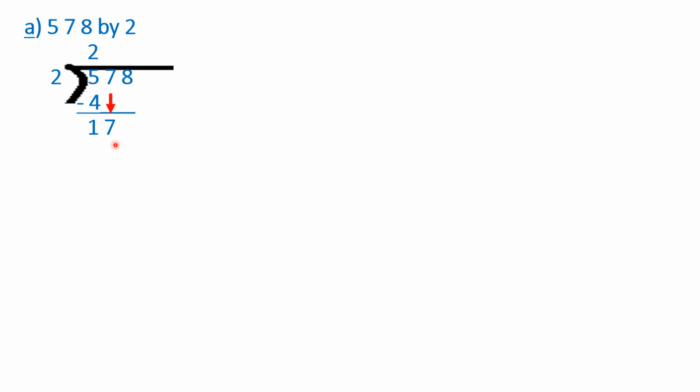Now 16 and 18. Which one will you apply? 16 or 18? Yes, you will apply 16 here. 2 8s are 16, because 16 is just lesser than 17. So you write here 2 8s are 16. Now you subtract: 7 minus 6 is 1, 1 minus 1 is 0.